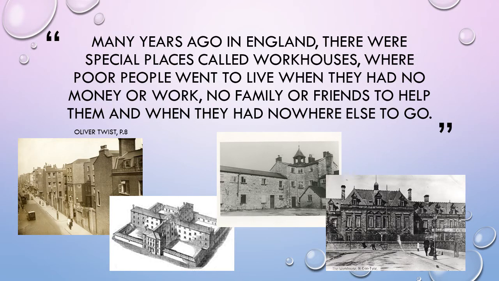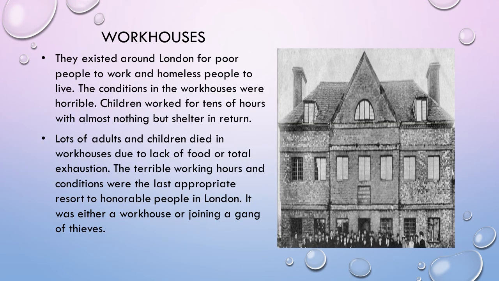This is a quote you have in your book saying, many years ago in England, there were special places called workhouses where poor people went to live when they had no money or work, no family or friends to help them, and when they had nowhere else to go. So the last part we're going to tackle through this slide is the workhouses. The workhouses are places that existed around London for poor people to work and homeless people to live.